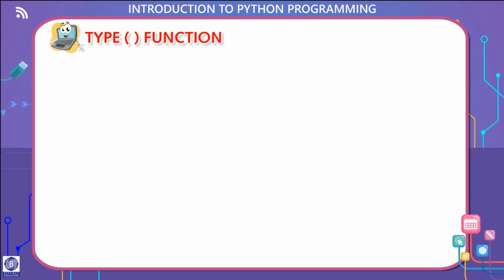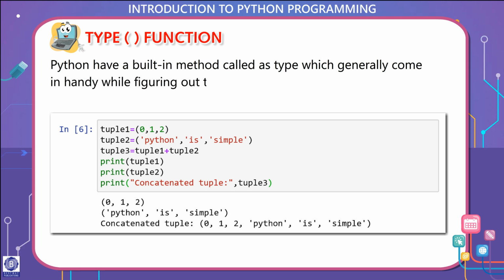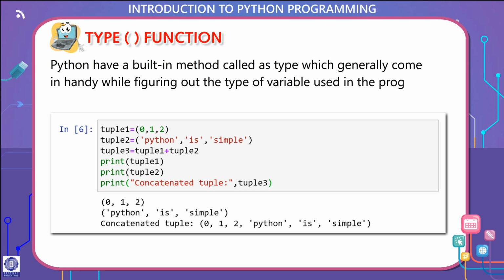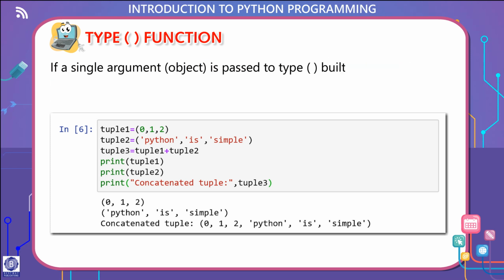Type function. Python has a built-in method called type, which generally comes in handy while figuring out the type of variable used in the program at runtime. If a single argument object is passed to the type built-in, it returns the type of the given object.